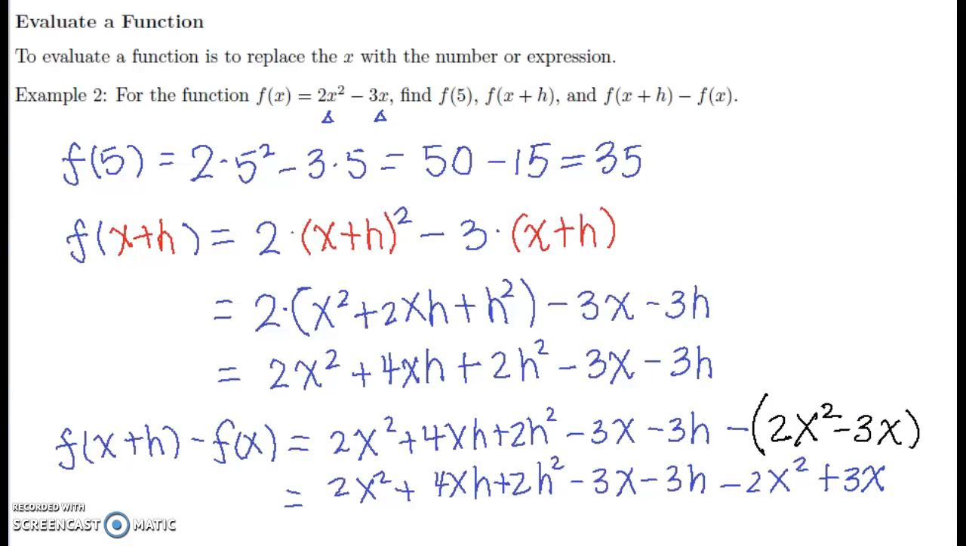Now we want to cancel like terms, so we have 2x squared minus 2x squared, minus 3x plus 3x. So the final answer for this difference is 4xh plus 2h squared minus 3h.